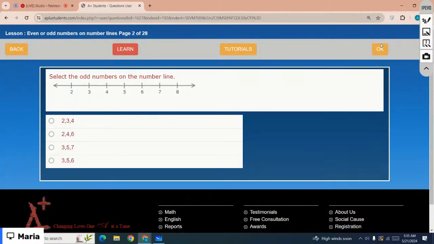Select the odd numbers on the number line. So which numbers are odd on the number line? The correct option is 3, 5, and 7 is the correct option.